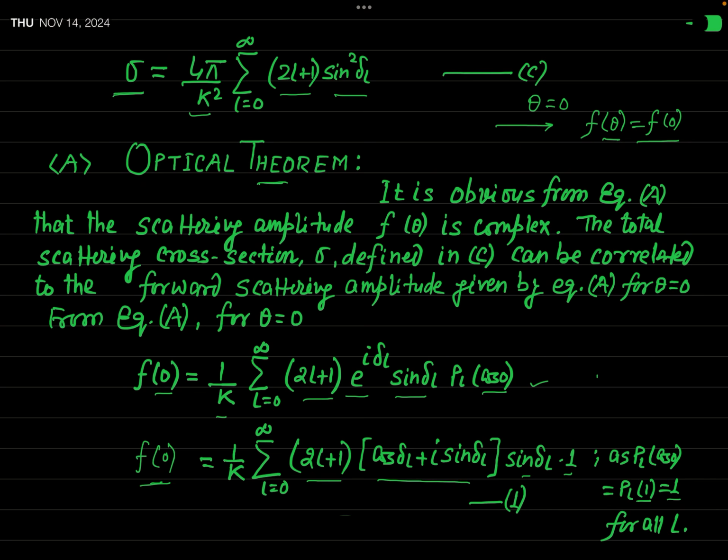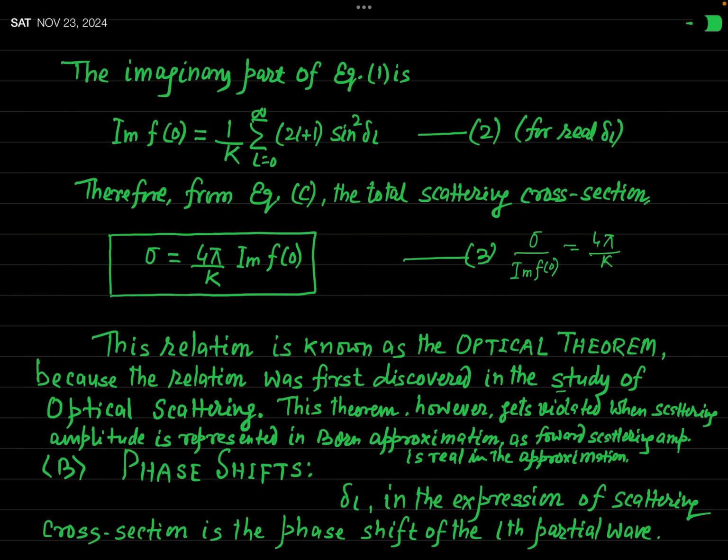And what will be the imaginary part of this f of 0? This imaginary part will be 1 over k summation over L (2L plus 1) sin delta L times sin delta L, that is sin square delta L. Actually, this imaginary part of f of 0 can be easily related to sigma, because the expression for sigma also contains sin square delta L. So let us see how we can relate this.